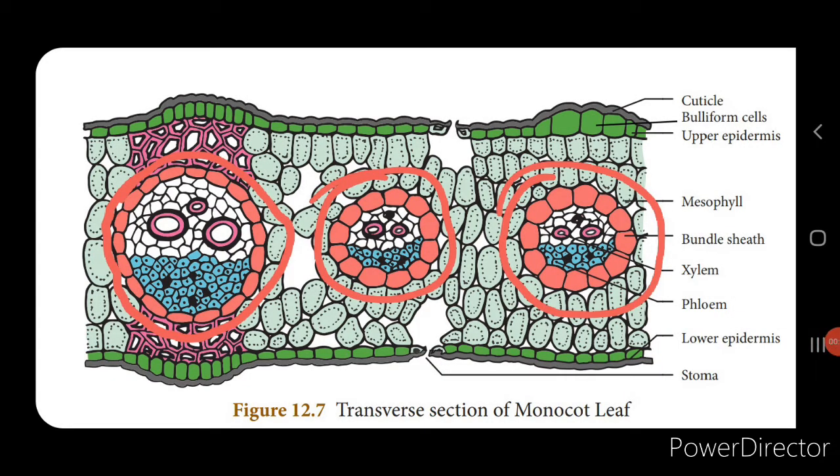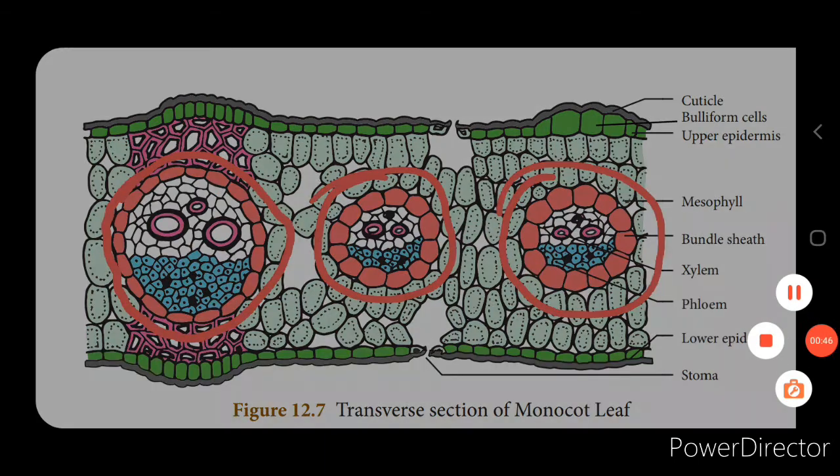You can see these are the vascular bundles. Now these vascular bundles, sometimes they are small and sometimes they are large. On your left hand side you can see the large vascular bundle, isn't it? The two vascular bundles in the middle and the right hand side are smaller. So some vascular bundles are large and some are small.